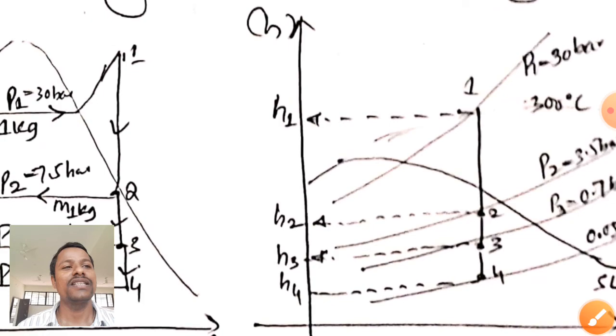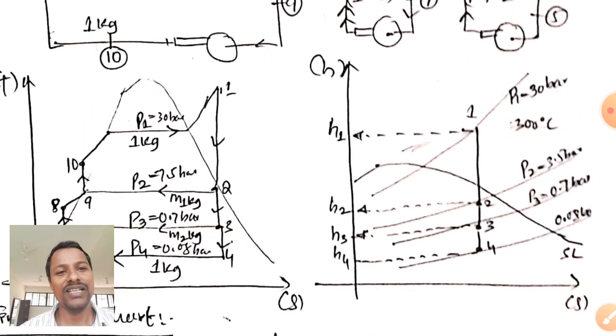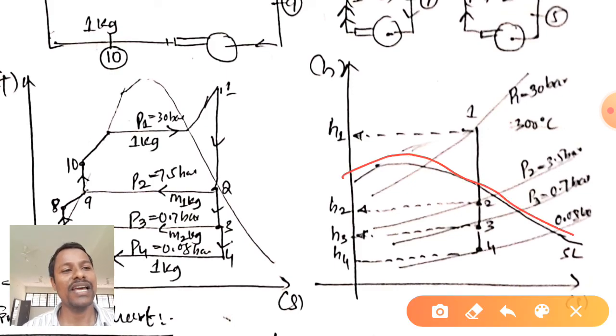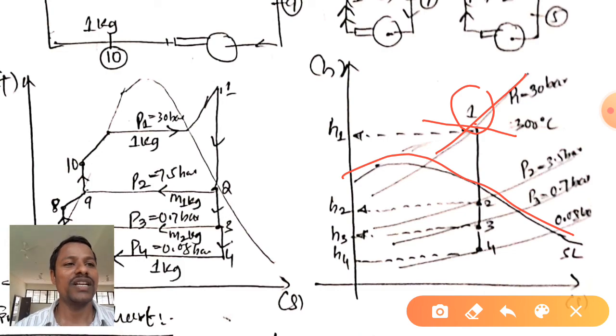Then the same process can be represented on the HS diagram, that is, on the Mollier chart. The procedure to indicate this: on the Mollier chart I have the saturation vapor line. Then I need to identify the turbine inlet conditions. At the turbine inlet the pressure is 30 bar. So I will identify the 30 bar pressure line on the Mollier chart, and the inlet temperature is 300 degrees Celsius. Wherever both intersect, I can mark this as point 1, the point of intersection. From state 1 I will be able to read the H1 value on the Mollier chart.